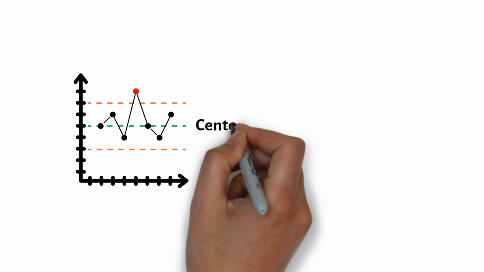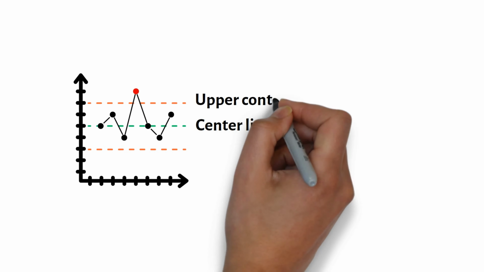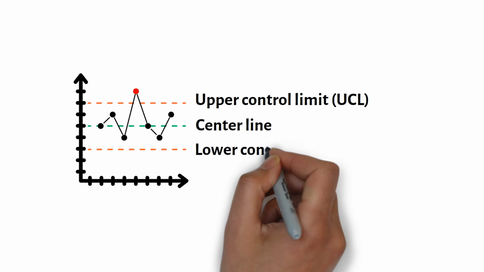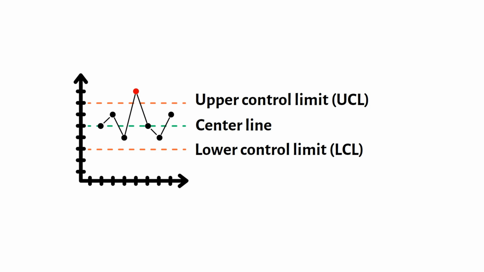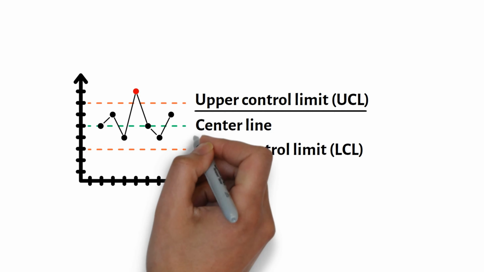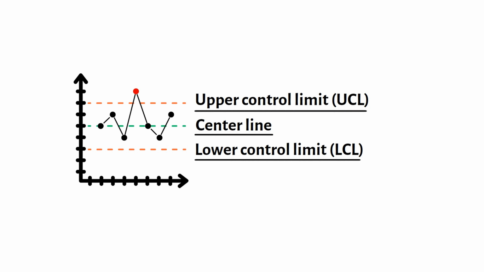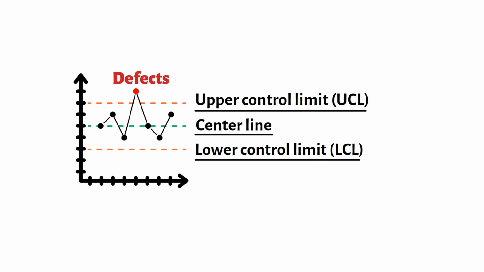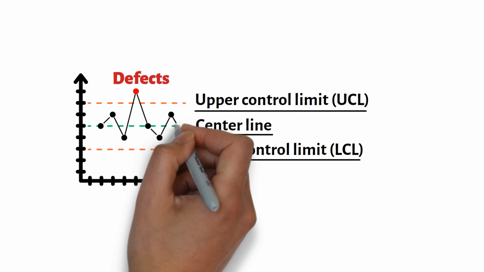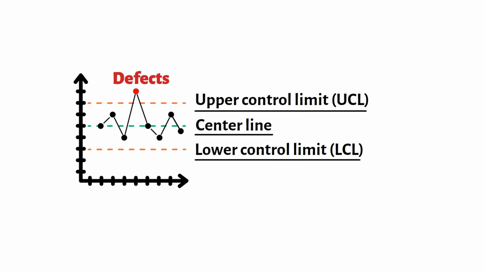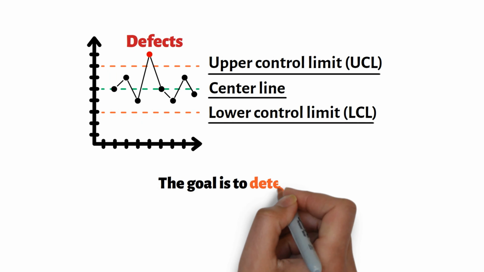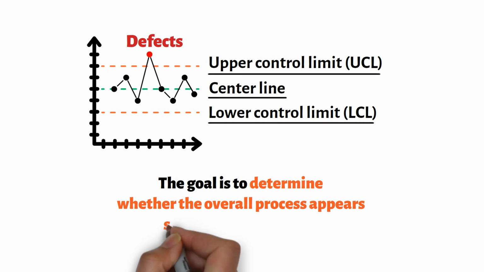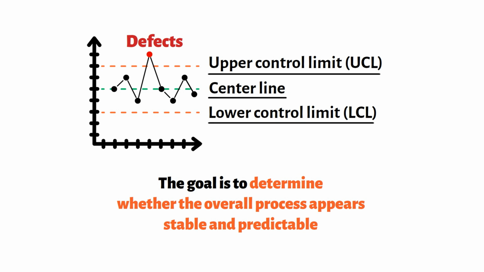A control chart plots process performance over time. The chart typically contains three important lines: the center line, the upper control limit, UCL, and the lower control limit, LCL. Each data point represents an observation collected from the process. In our example, each point represents the number of defects discovered during a sprint. As new data is collected, additional points are added to the chart. The goal is not simply to look at individual data points. The goal is to determine whether the overall process appears stable and predictable.